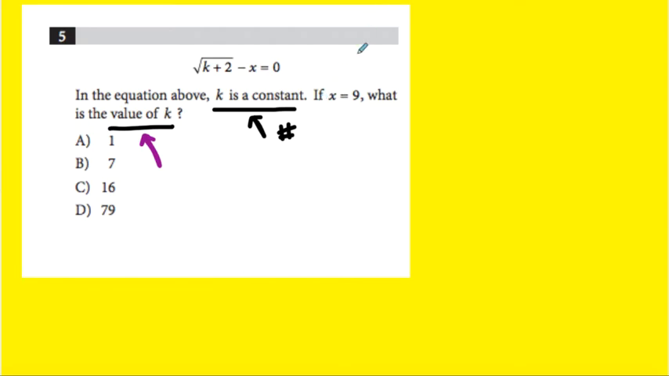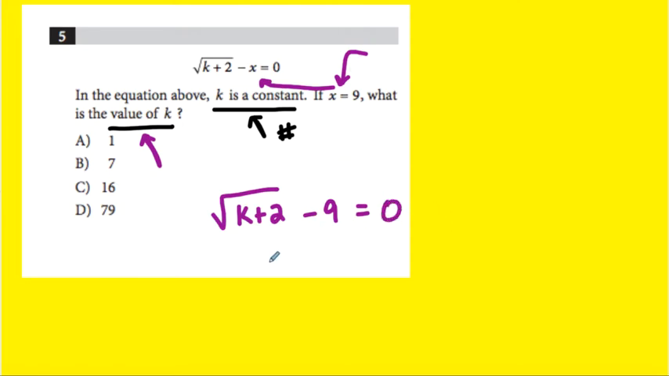So what can I substitute? Well, I know that x is 9, so I'm going to plug in 9. So the square root of k plus 2, minus 9, equals 0. I'm going to bring the 9 to the other side because I feel like I can do more with this equation.